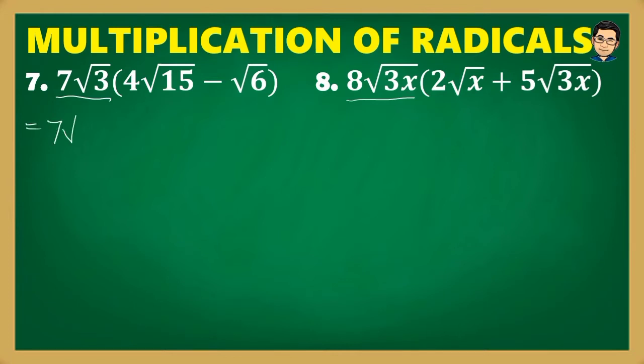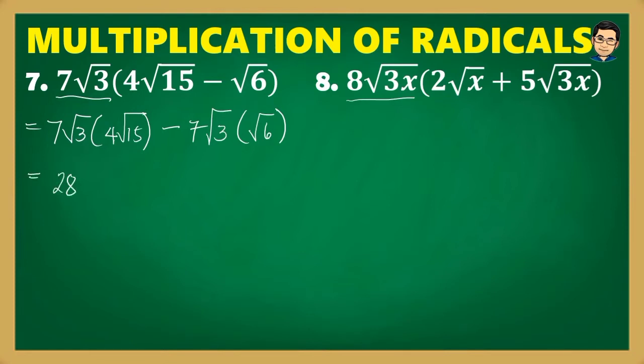So, 7 square root of 3 times 4 square root of 15 minus 7 square root of 3 times square root of 6. So, ayan, na-distribute na po yung 7 square root of 3. So, pwede na natin i-multiply. So, 7 times 4 is 28. Square root of 3 times square root of 15 is square root of 45. Minus 7 times the square root of 3 times square root of 6 is square root of 18.